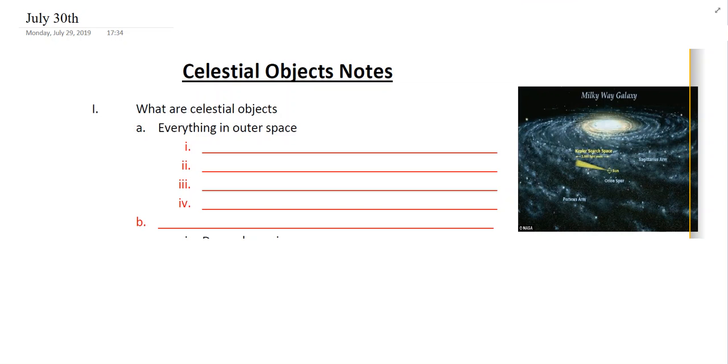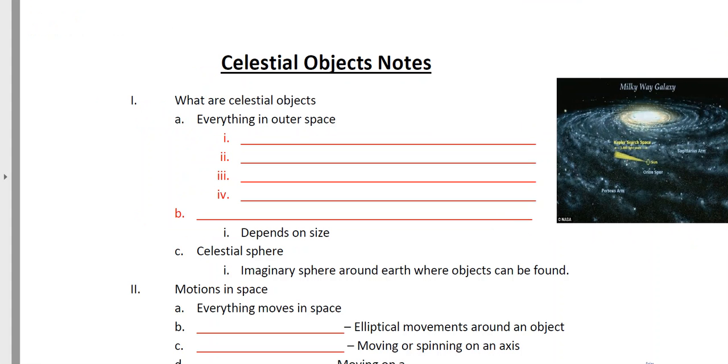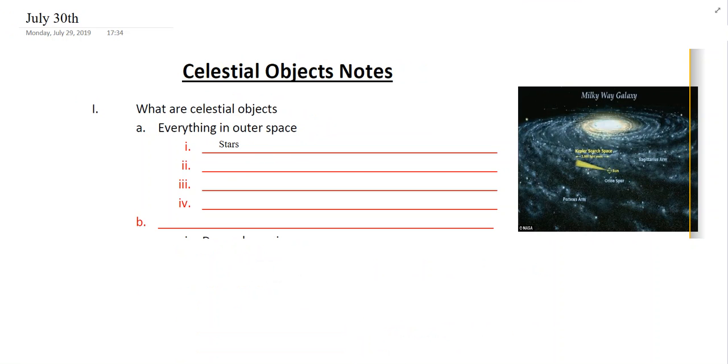You should have the July 30th packet out, and we are going to begin with the first topic, which is celestial objects. Celestial just means in space. An object is just a thing that exists. So celestial objects are just everything in outer space. What could those be? They could be stars, planets, comets, and asteroids. We'll add meteors to the last thing. So we have stars, planets, comets, asteroids, and meteors.